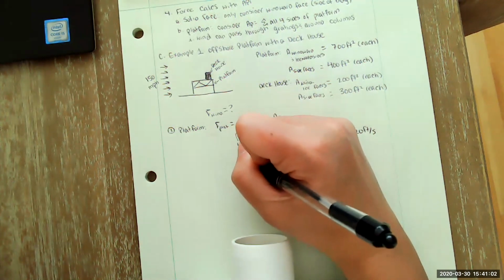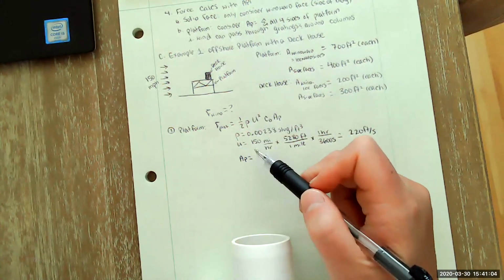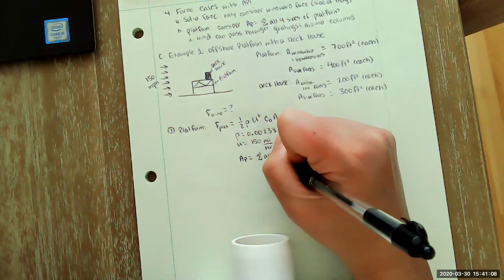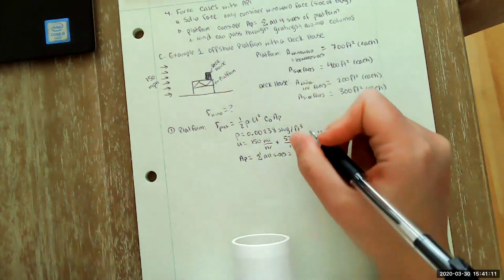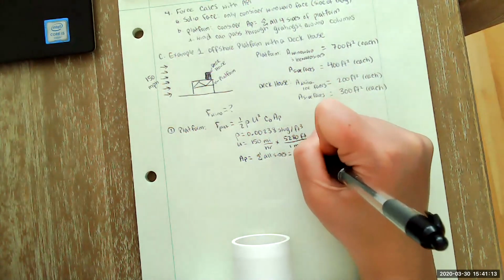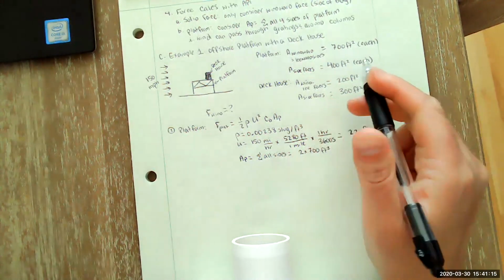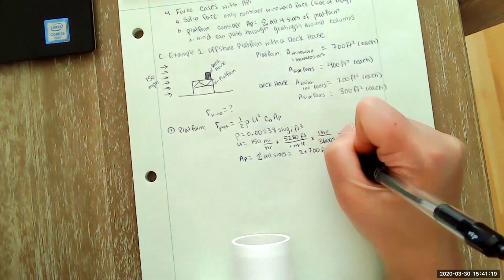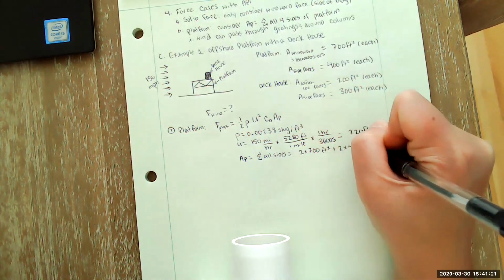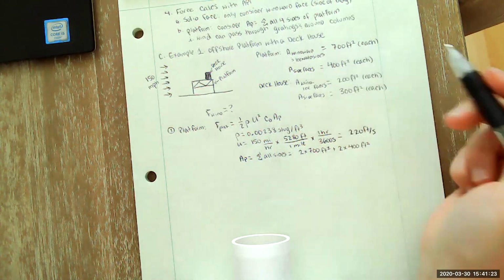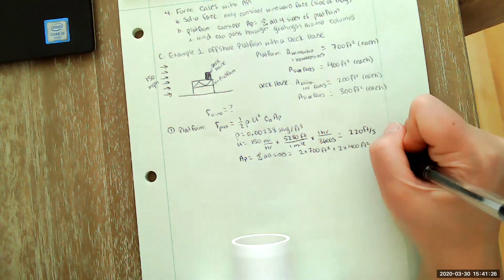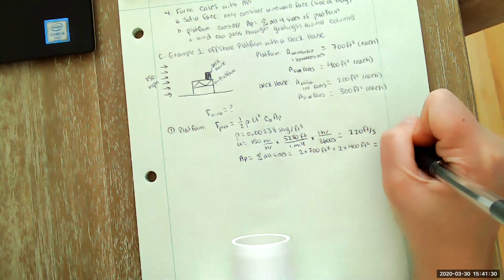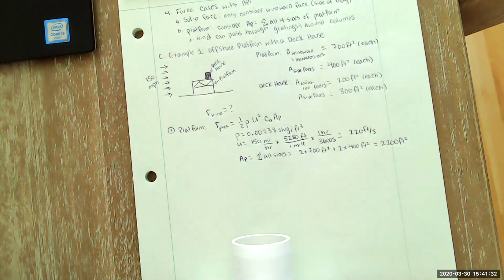The projected area, since we have an open platform, we're going to sum all sides. And so this will equal 2 times 700 feet squared, so the windward plus the leeward sides, plus 2 times 400 feet squared for our side faces. And this is equal to 2,200 feet squared.